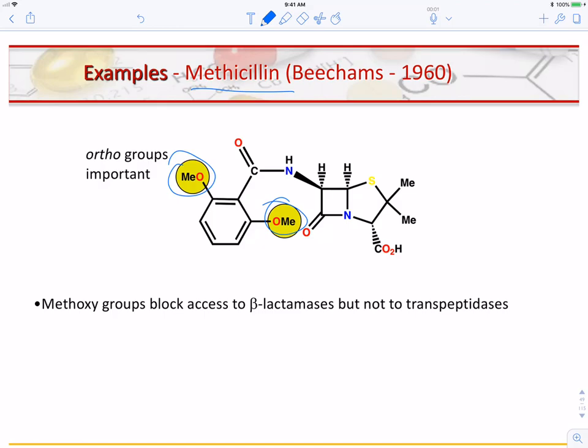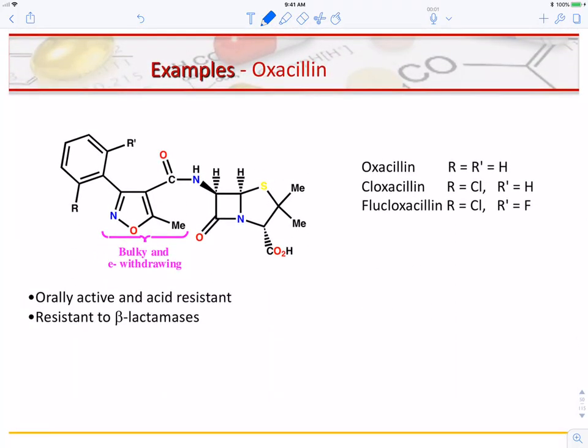And the trick is to make sure that the substituents block access to beta-lactamases, but not to the transpeptidases. Another good example is oxacillin. We already talked about that, which basically has a group that covers more than one function. It's bulky and it's also electron withdrawing, and so yields at the same time oral activity and also resistance to beta-lactamase. And we also can further decorate and functionalize the aromatic ring with a bunch of substituents, making it even more active.